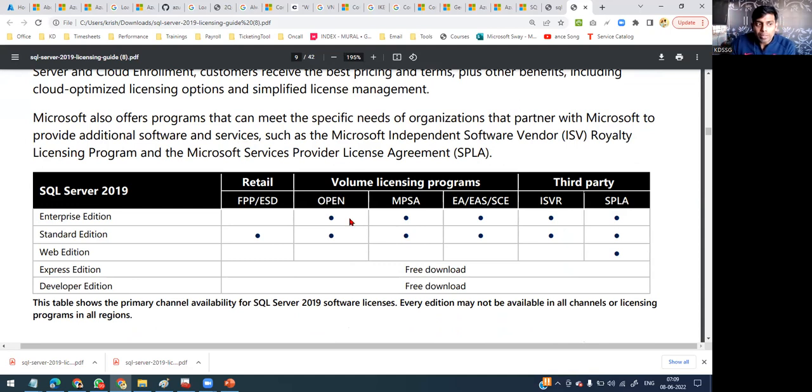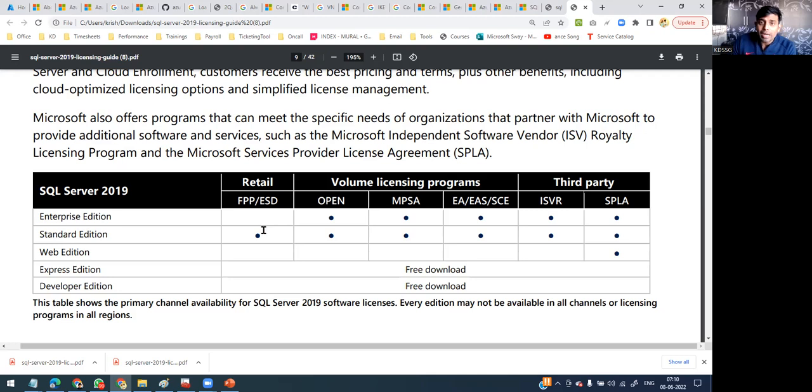One thing we all should know is purchasing. You can purchase SQL Server from where? You can go and purchase from a retail store. Retail purchasing you can do, or what they call the volume licensing program, or you can purchase from a third party. Express and Developer are always free, so ignore them. Enterprise Edition you cannot purchase in a retail store. You can't go to a store and just purchase it. Not possible.